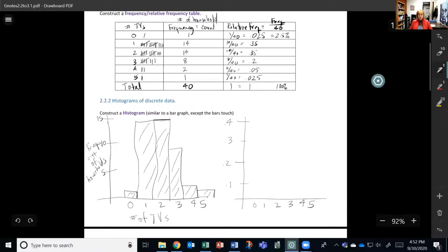It always has to start at 0, no matter how big they are. We always start frequency axes with 0. So the first one is 0.025. That's about a fourth of this 0.1, so that'll be a fourth of that guy. And then we got 0.35, that's here.